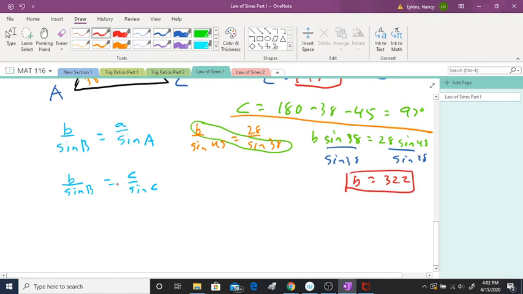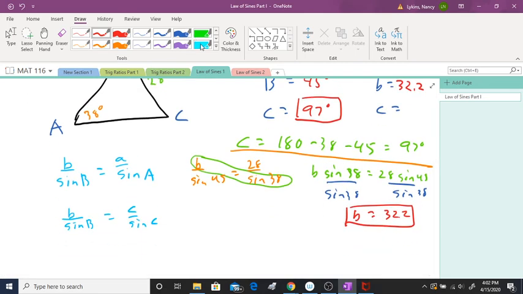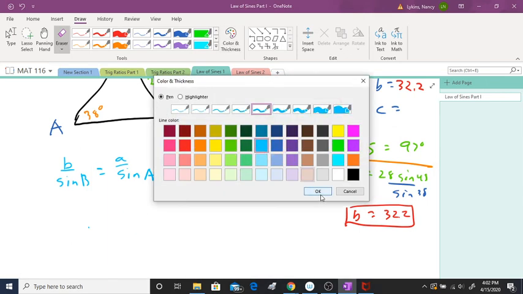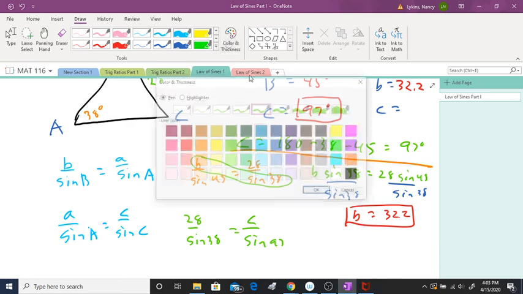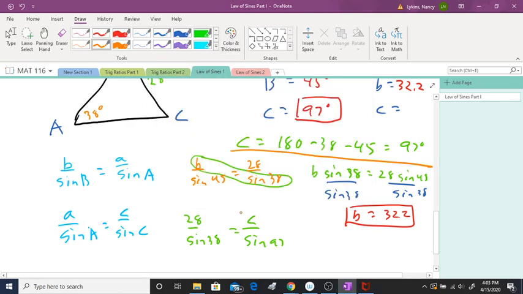Now, since I've got my A, I know some of us could do this other route that I showed, but I'm going to do a little different route. It just depends on which angle we're looking for. I'm going to use my a over sine of big A. Now what I'm trying to find is my little c. So I'm going to plug in: 28 over sine of 38 equals my little c over my 97 that I found, so sine of 97. I'm going to cross multiply.